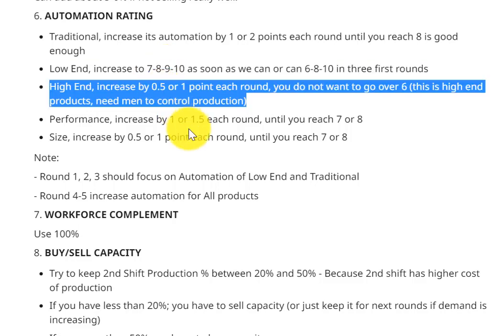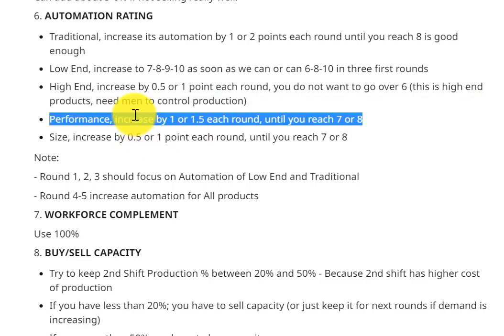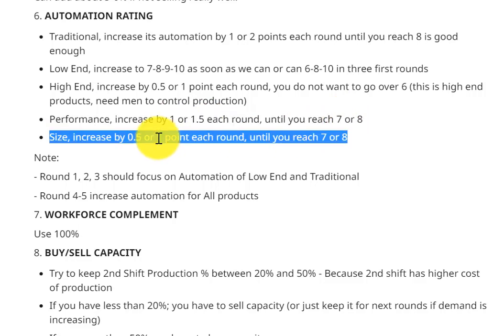And for high-end product, we increase maybe to 6. And for performance, maybe also to 6 or 7. Size is the same. And for traditional, we can increase that to 8, right?